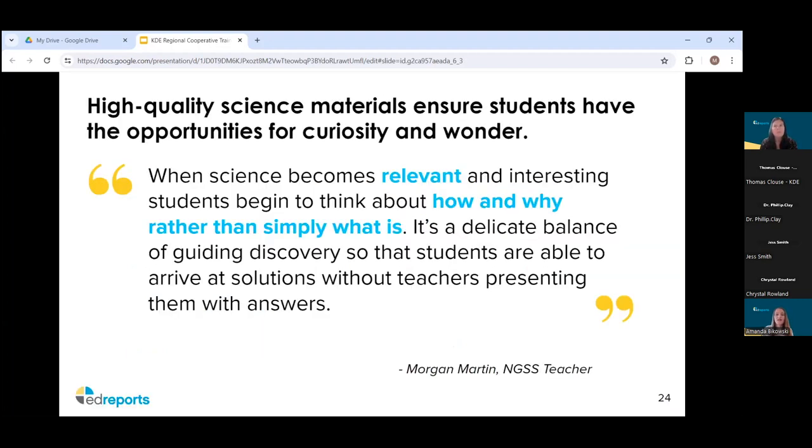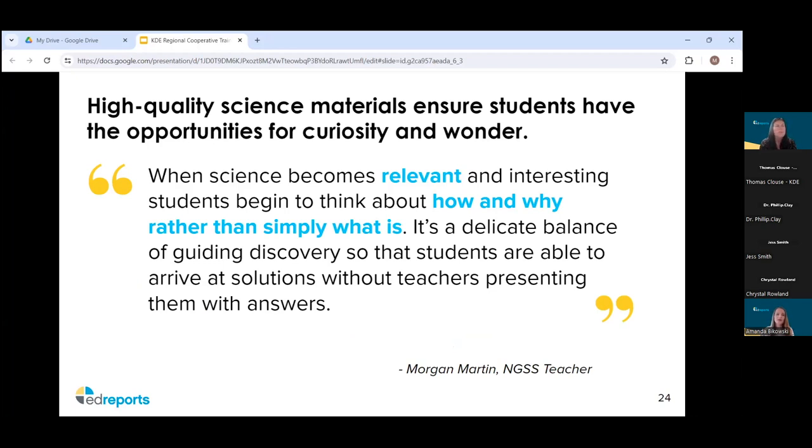Now, thinking about high quality instructional resources for science, we know they play a crucial role in fostering curiosity and wonder in students. When students engage with relevant and captivating science topics, they naturally shift their focus from memorizing a bunch of facts to really exploring how and why things happen. Our goal as educators is to guide students through discovery, allowing them to reach solutions on their own rather than just being handed the answers.